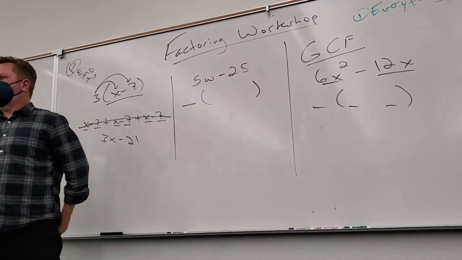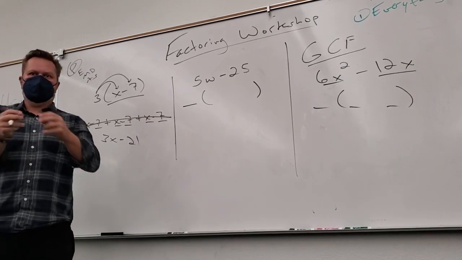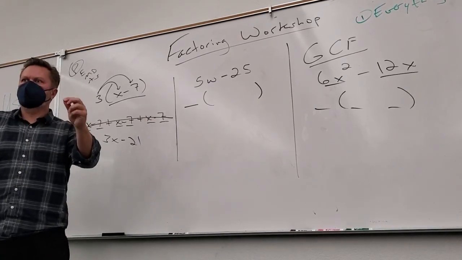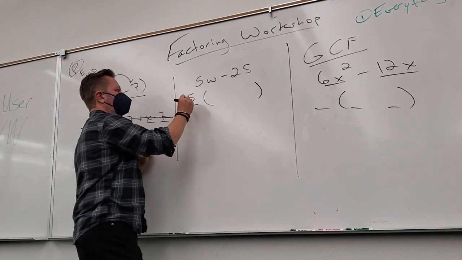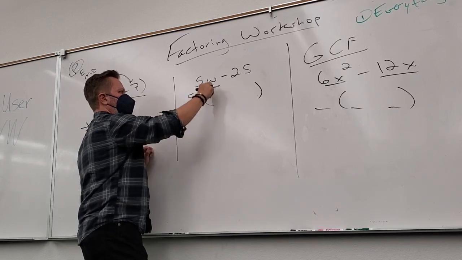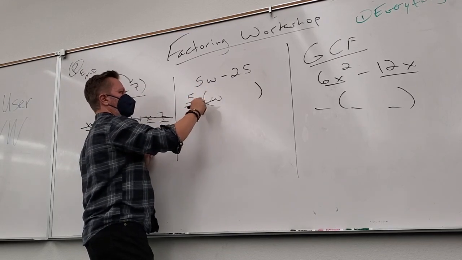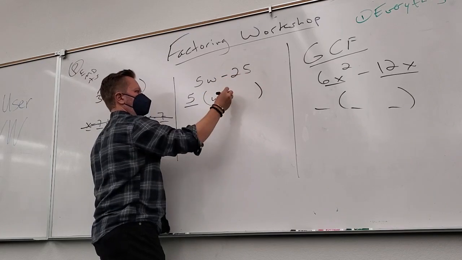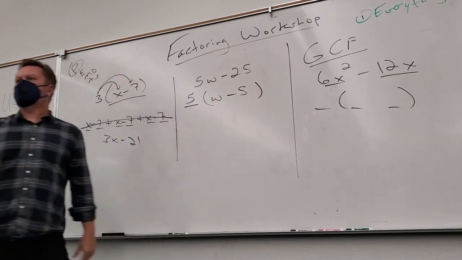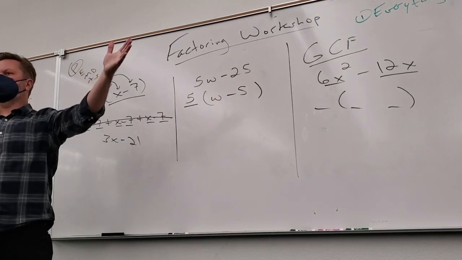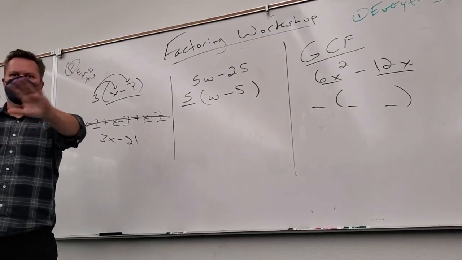And again, that's the whole idea of factorization. You're trying to take factors out, pull the factors apart. So if I put a 5 here, 5 times what is 5w? w. 5 times what is negative 25? Negative 5. Okay, cool. And then how do you check yourself? Distribute it back in. Okay, great.